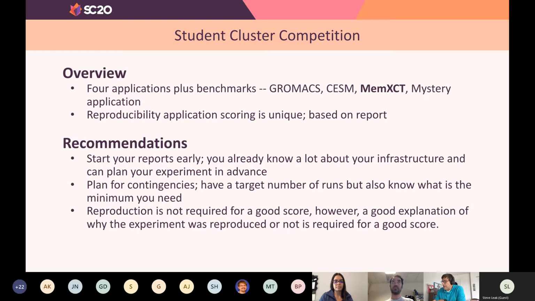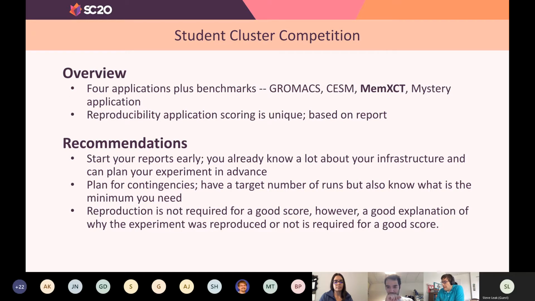Another thing to think about is, as you're planning those experiments, plan for contingencies. You should have a target that you're trying to shoot for to do the reproduction, but also know what is the minimum amount of computation or experiments that you need to do to convince yourself that you've reproduced the results. If you're not able to get to one or more experiments, which ones will you be able to leave behind and still have a viable report?